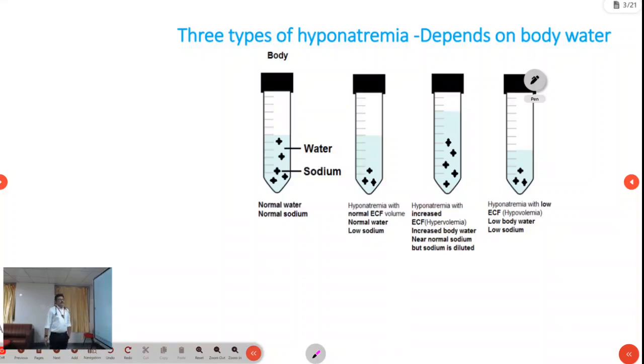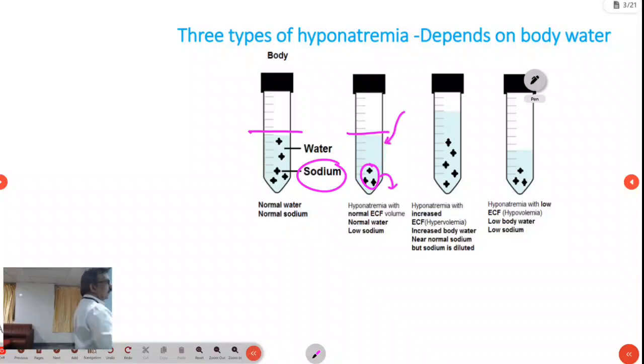We have three important types of hyponatremia. First is hyponatremia with normal ECF, normal water, normal sodium. Here the water levels are normal, but sodium levels are less. That is either because of sodium loss through the kidney or because the patient is not taking adequate sodium. Both can produce normal water with low sodium. There is a condition called SIADH that also comes here.